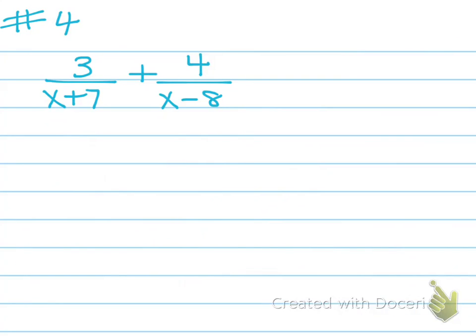3 over x plus 7 plus 4 over x minus 8. The first thing we're going to do is identify our LCD. Is there something that we can make the first rational and the second rational have together that creates this common denominator, and the lowest one? Well, if you have two functions like this, both in factored form, then our LCD just turns into x plus 7 times x minus 8.